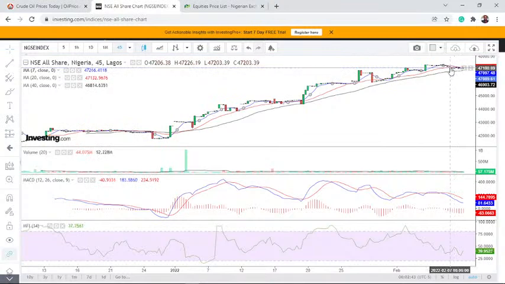has already crossed the 2 short moving averages, the 7 days and the 20 days moving average, on the 45 minutes chart. You can see, and if you come down here, this MACD is already also turning up on that 45 minutes chart.